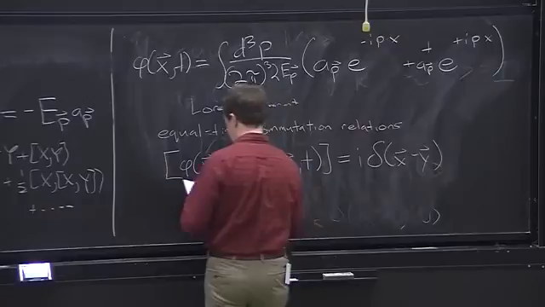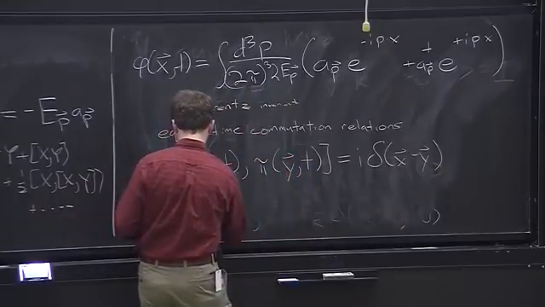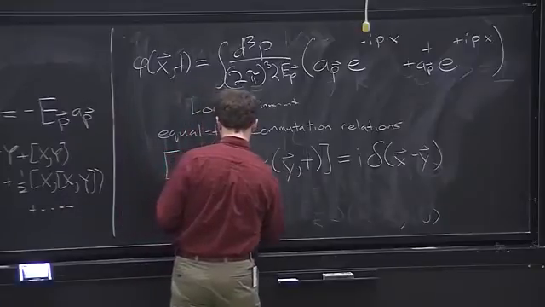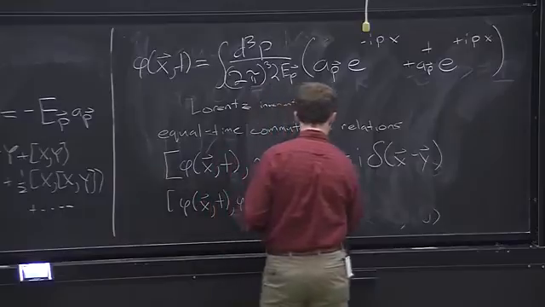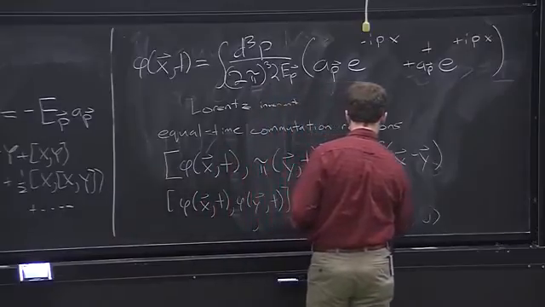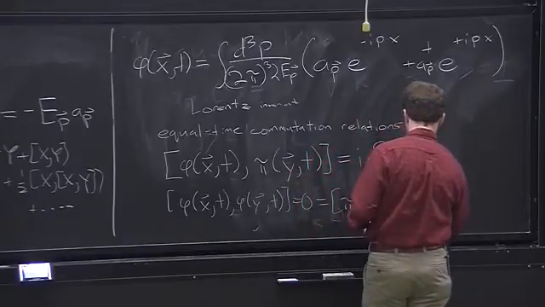And as before, the commutator of phi of x, t with phi of y, t is 0, as is the commutator of pi of x, t and pi of y, t.